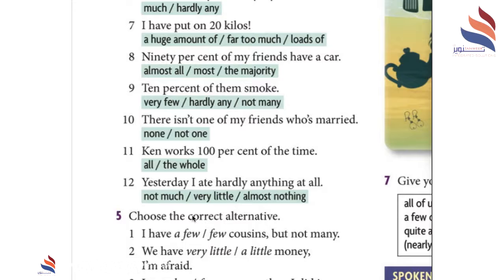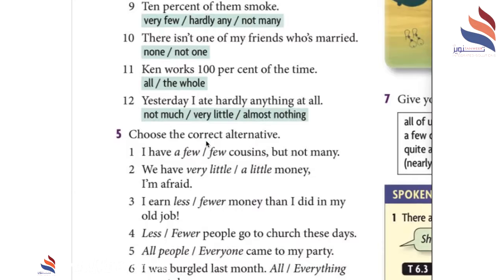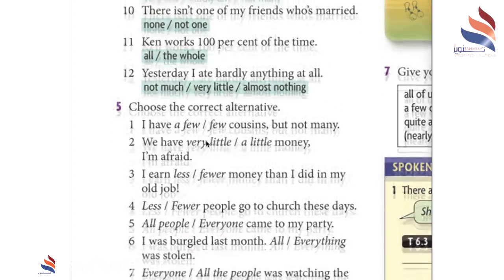Number 12, yesterday I ate hardly anything at all. Yesterday I didn't eat much. Yesterday I ate very little, and yesterday I ate almost nothing. Okay, and that's everything about number 4. So you can make such examples about yourself, look at where you are sitting now and make sentences like this, using expressions of quantity.